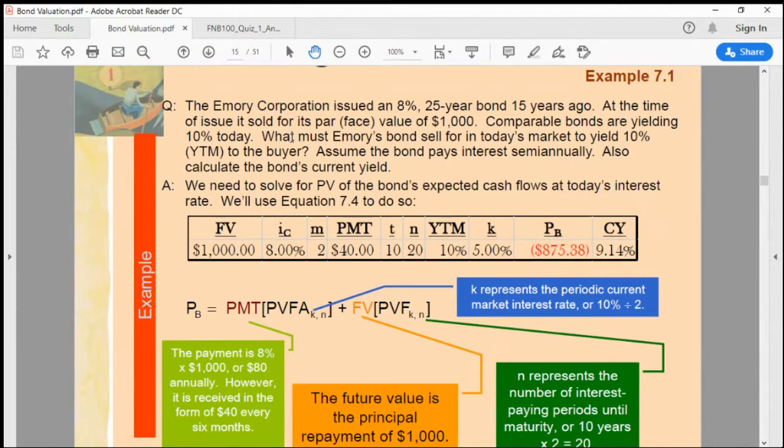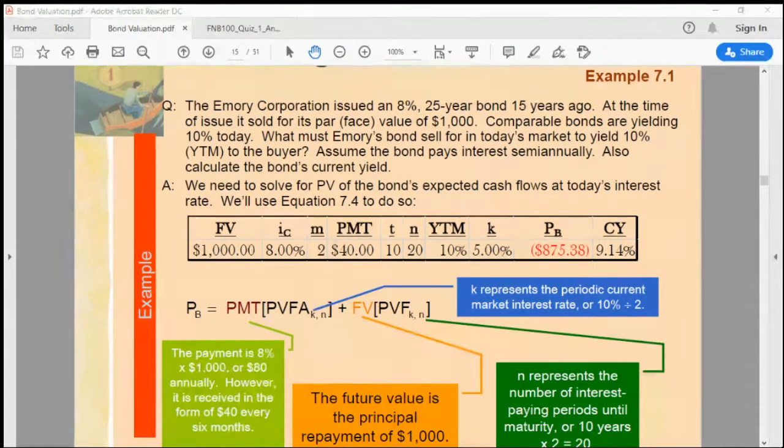So this is a two-part question, right? Part A: what's the price of the bond today? That's part A. And part B, calculate the bond's current yield. So what is a current yield? That's part B. I already set it up here like this, but let's do this on Excel.